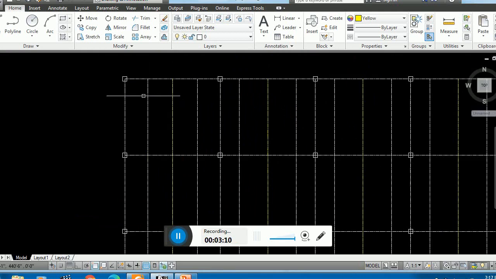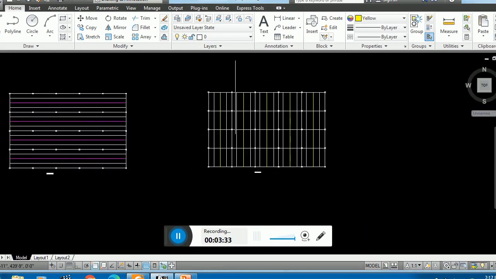This distance is basically the column strip width in the east-west direction for the exterior frame. And similarly, the distance between this line and this line is the middle strip width in the north-south direction frame. Okay, and similarly this panel and this panel represent the column strip width for the interior frame.